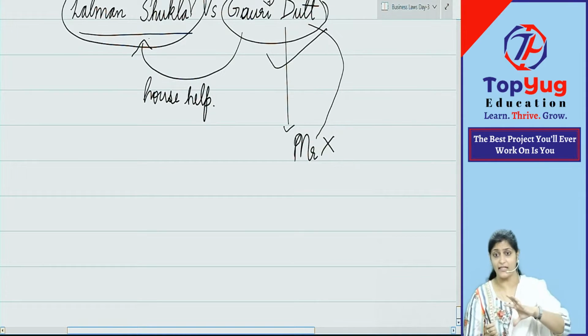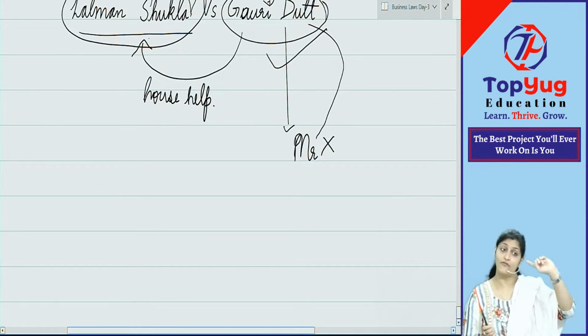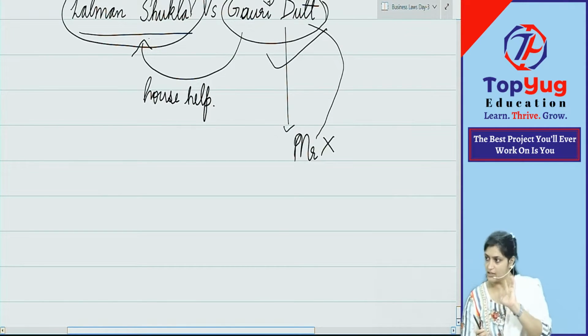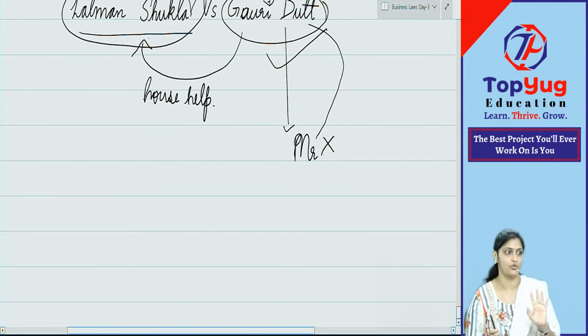What happens? There are so many case laws, you tend to get confused. For one case law, you'll write some other decision. For another case law, you'll remember some other decision. So that confusion will be there in students. That is the reason you have to remember. When you remember it with facts, it will be easy for you.